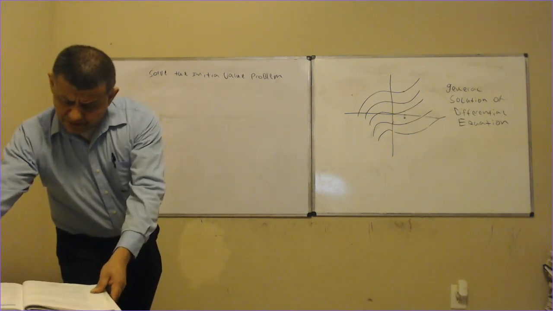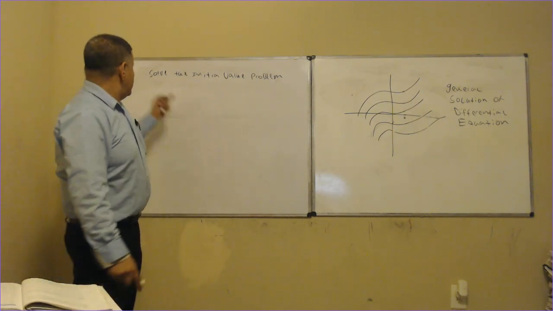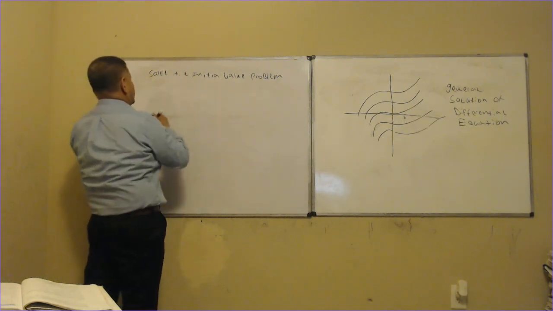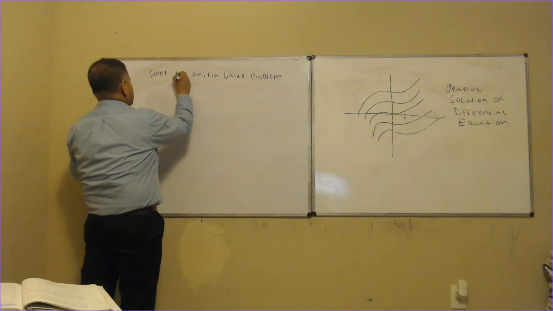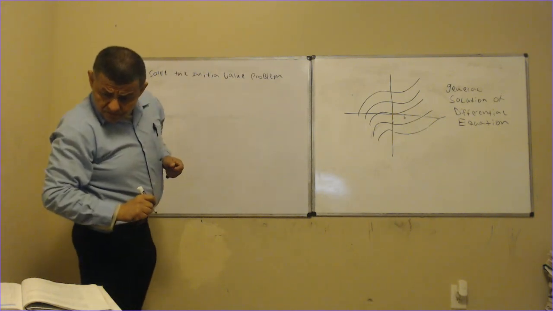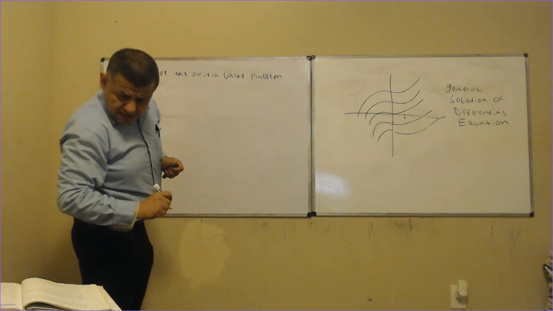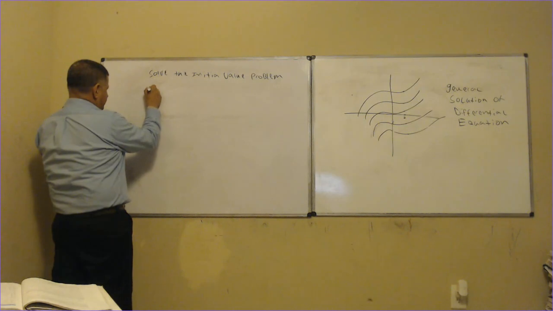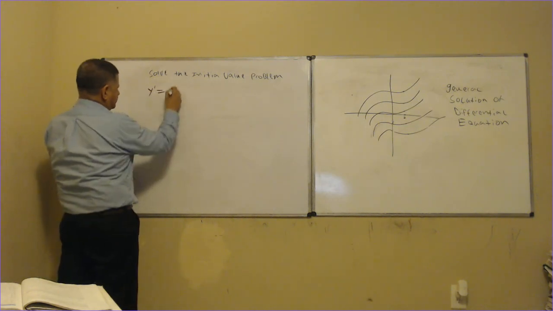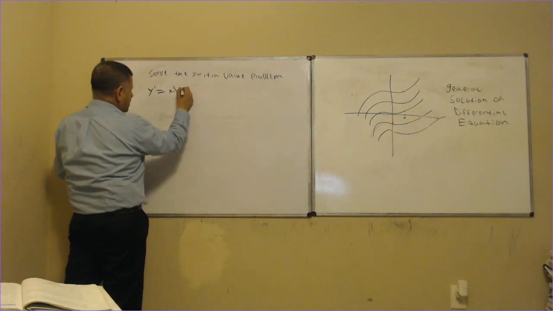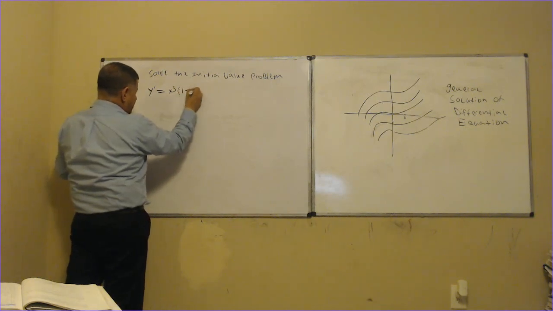So now let's do number 17 in this book. The problem statement is: y prime equals x to the third power times (1 minus y).